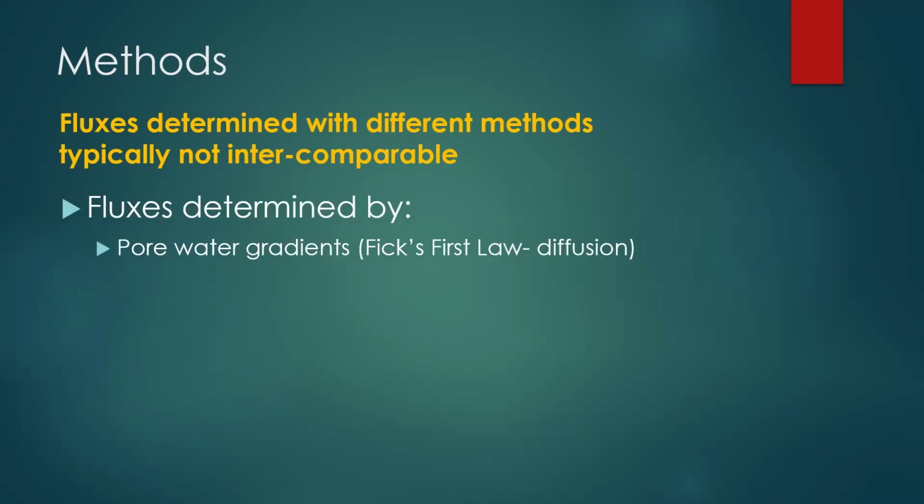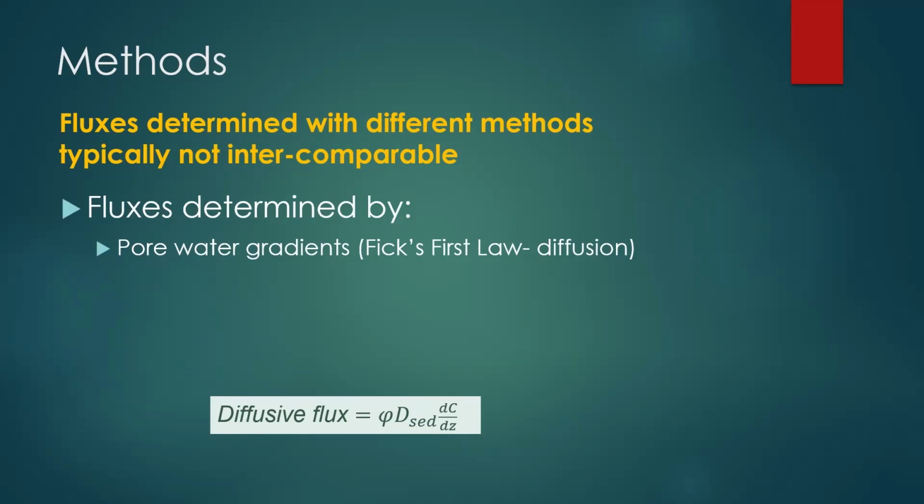This is the one that I'm most familiar with, and this is using pore water gradients. So basically just measuring the concentration of iron in the pore water over the sediment water interface, and then assuming simple diffusion. And it's a pretty easy calculation. All you need is the sediment porosity and then a diffusion coefficient for the sediment and for the specific parameter that you're measuring, and then the concentration gradient.